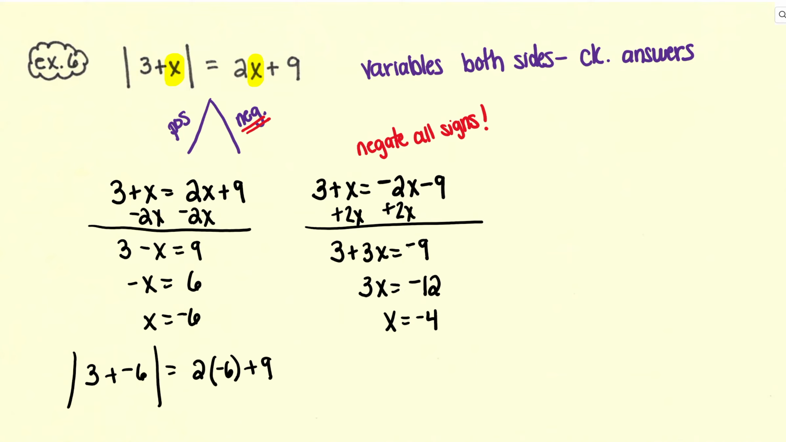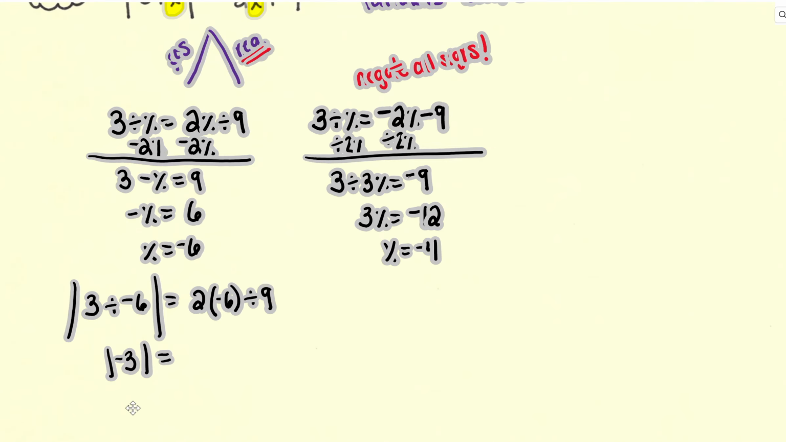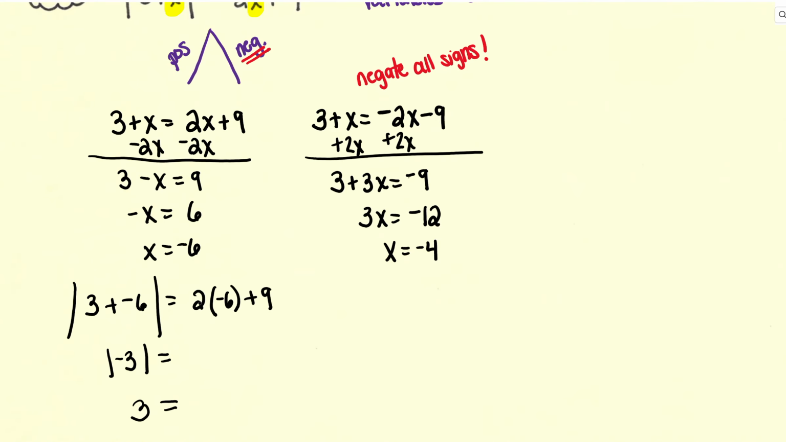So here on this side, I have 3 plus negative 6, which is going to be the absolute value of negative 3, which is 3. Then that's going to be negative 12 plus 9, which is negative 3. And those don't equal, so therefore this answer does not check.